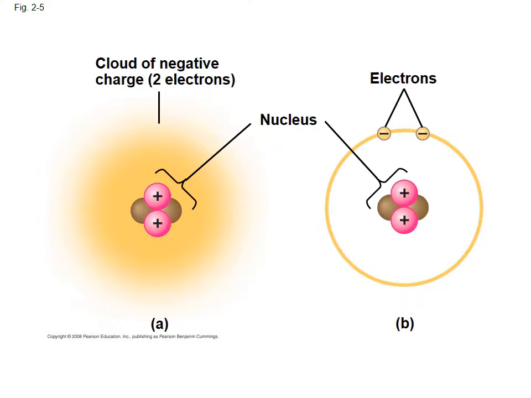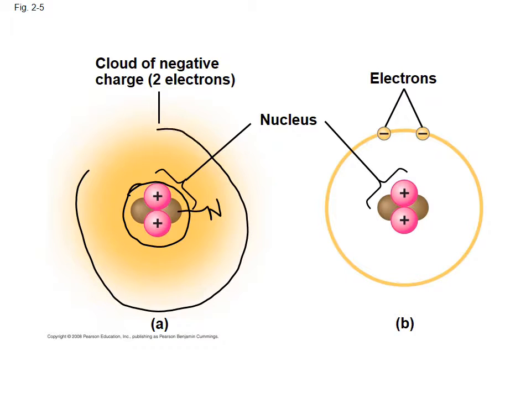So this is just to explain the structure of the atom. In this particular case, this is your nucleus, which is composed of the protons and the neutrons, and there is a cloud of negative charge, which is exerted by the electrons that are present.